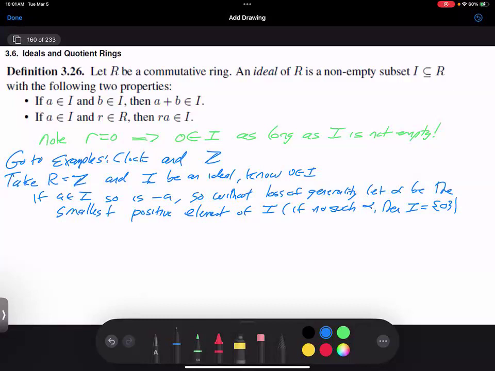So now we know alpha is in I. Can you tell me something else that has to be in I? So alpha is in I, what else must be in I? 2 alpha, and what else? Okay, negative alpha. So all multiples of alpha are in I. Is anything else?